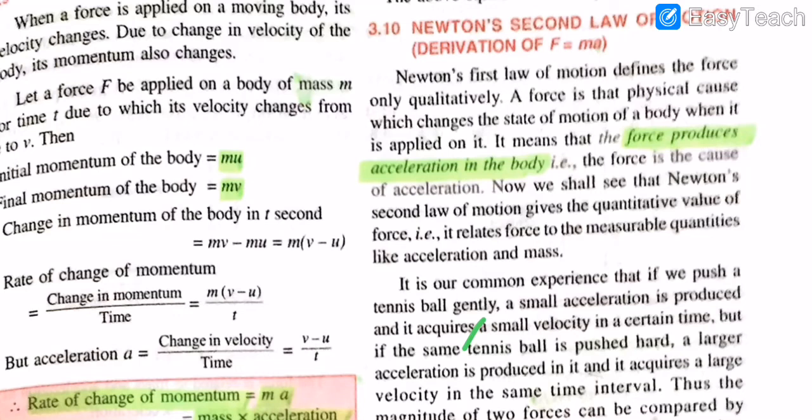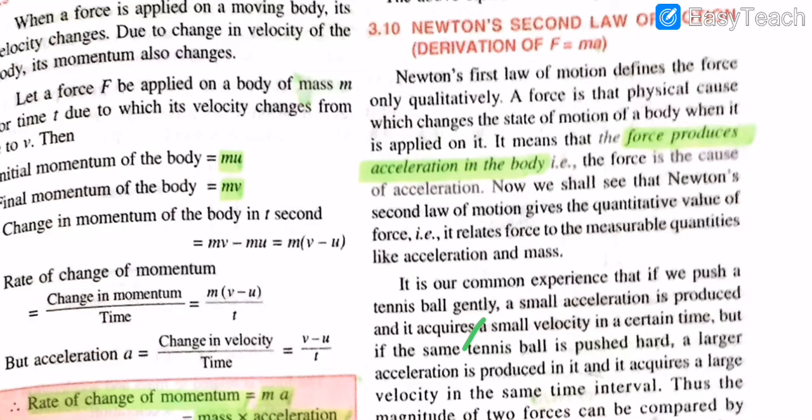And if you push a ball gently, acceleration is created because from rest you are moving that body into a certain state of motion, right? And if I am moving that body even faster than it already was, I would say that it is acquiring even more acceleration, and it acquires a larger velocity in the same time interval. Thus, the magnitude of two forces can be compared by measuring the accelerations produced by them when they are applied one by one on the same body.